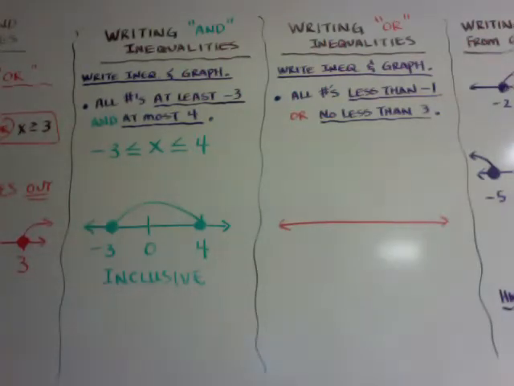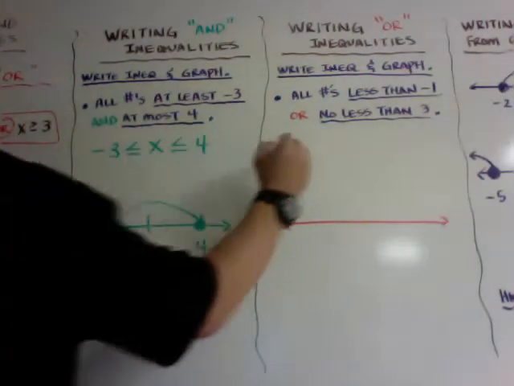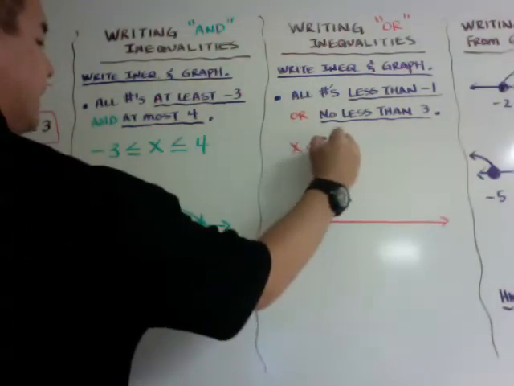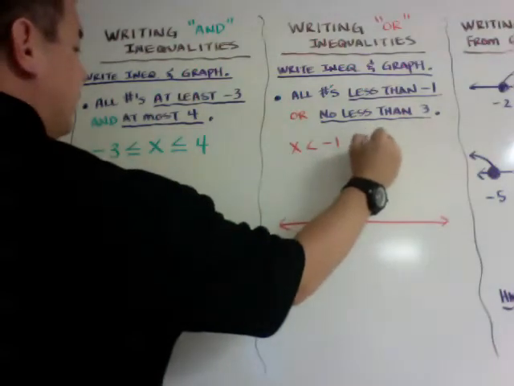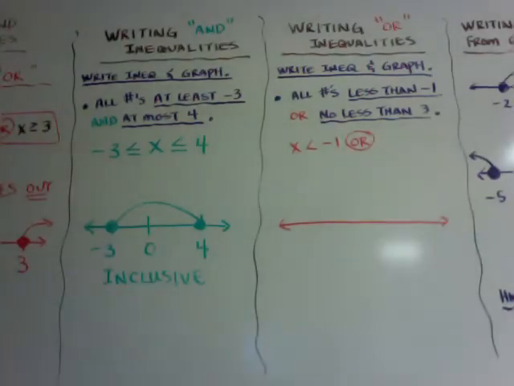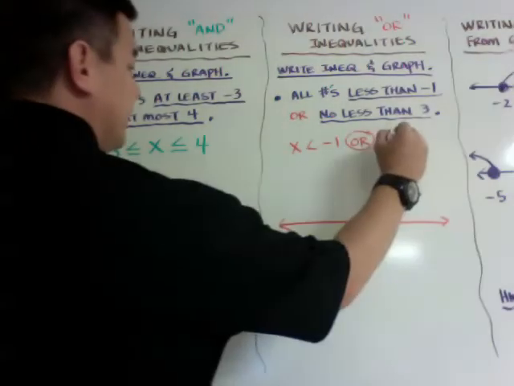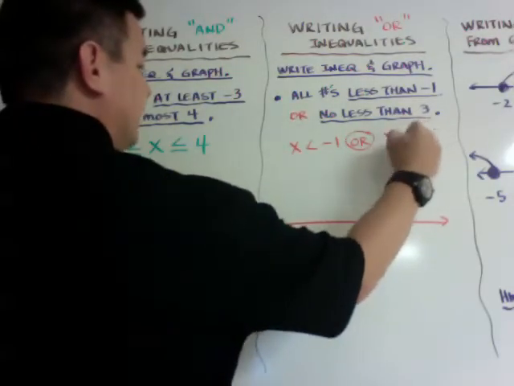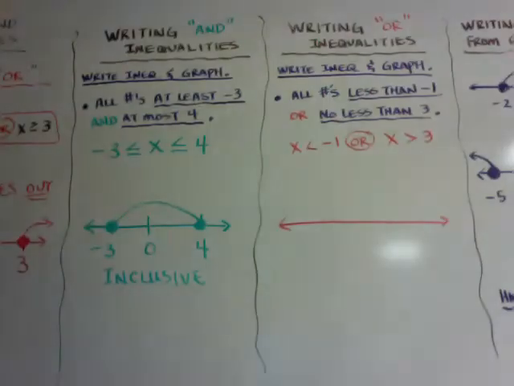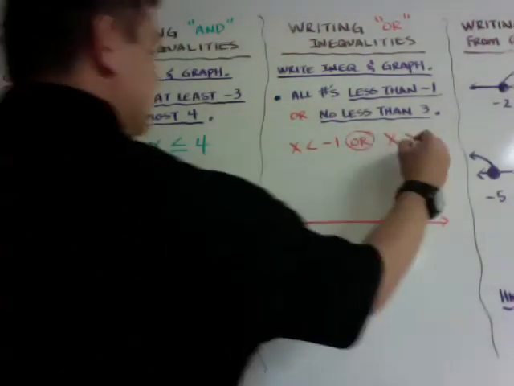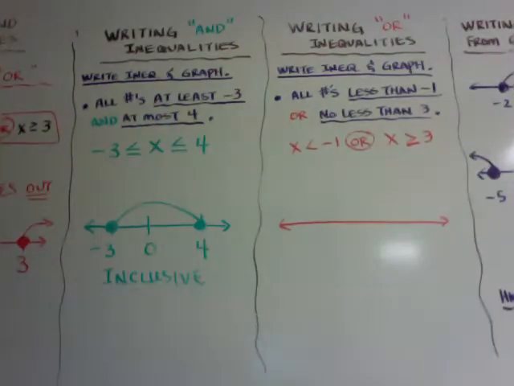For the "or" problem here, all numbers less than -1. So x is less than -1. And you always have to write the word "or", by the way. If you want to circle it to help you, that's fine. And then x is no less than 3. Would it include 3? Yes, it would. No less than 3.